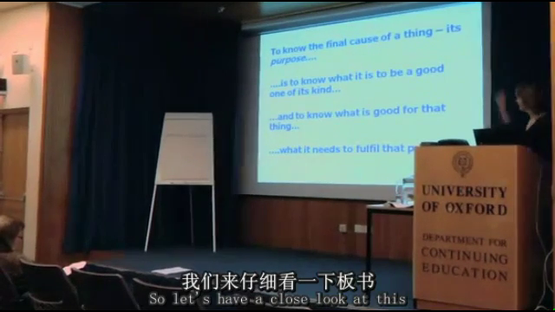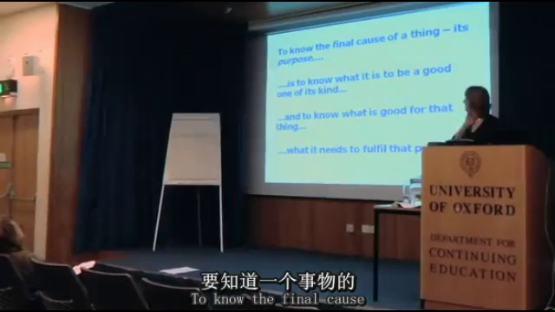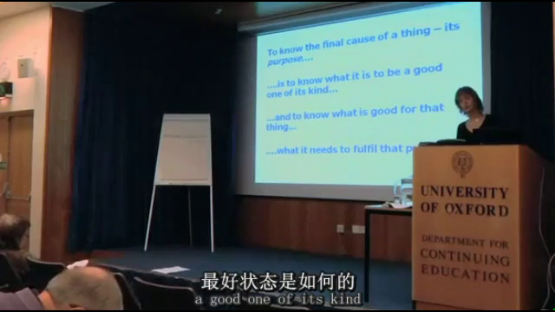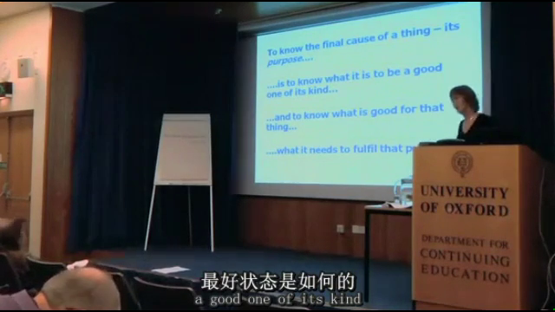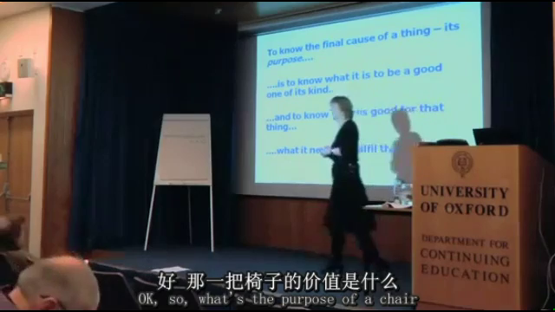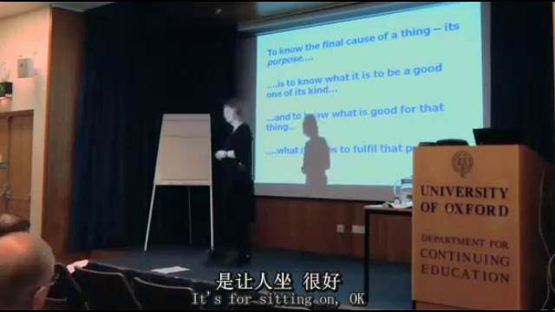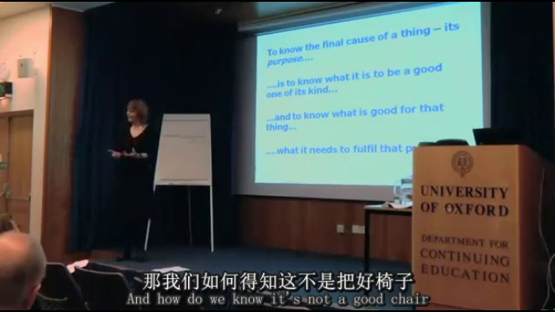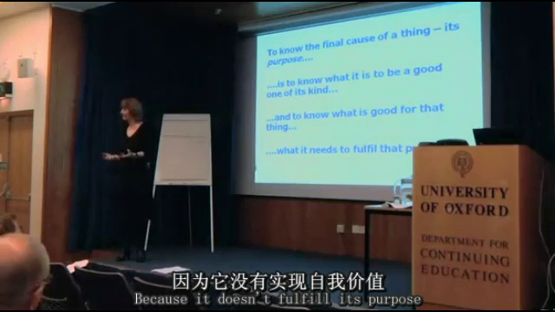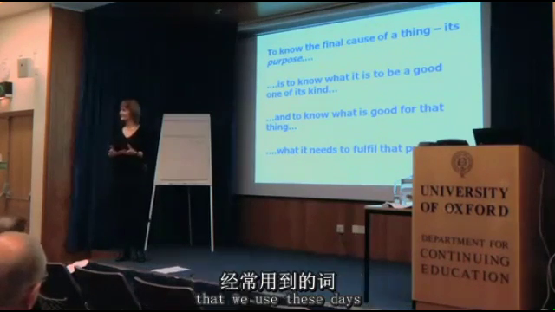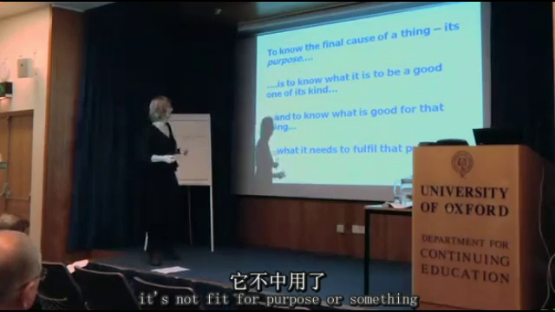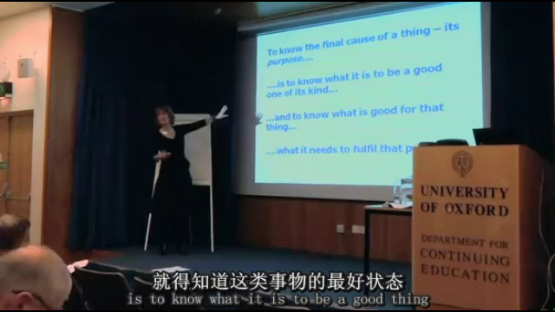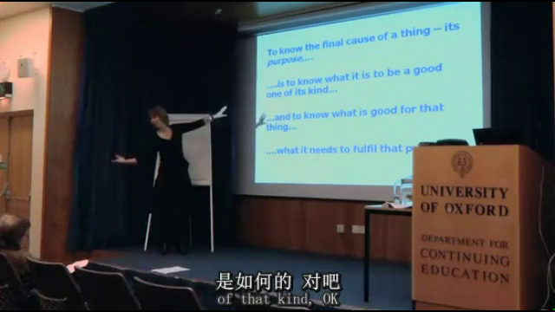So let's have a closer look at this. To know the final cause or the purpose of a thing is to know what it is to be a good one of its kind. So what's the purpose of a chair? It's for sitting on. A chair that you can't sit on is not a good chair, is it? And how do we know it's not a good chair? Because it doesn't fulfill its purpose, or what's that horrible phrase they use these days, it's not fit for purpose. So one thing you know when you know the final cause is to know what it is to be a good thing of that kind.